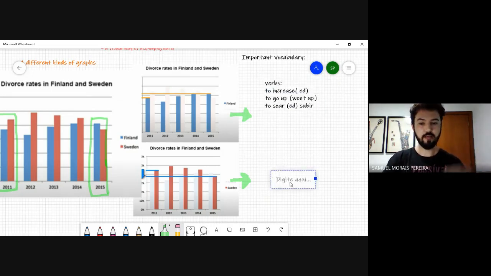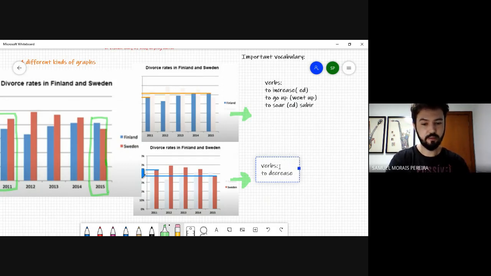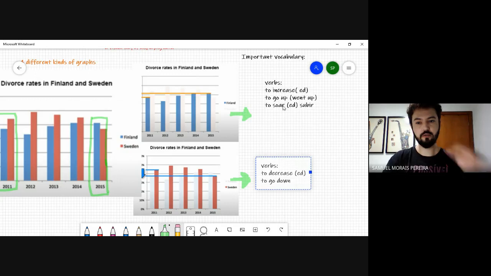And on the other hand, when you are talking that something went down, when something decreased, you can use lots of different verbs, okay? So again, let's focus on the verbs we can use, okay? So basically, we can say that something decreased. So the verb is decreased, and it's regular. It's a regular verb, okay? But I can say to go down, the opposite of going up. So go up, subir, go down, cair, okay?